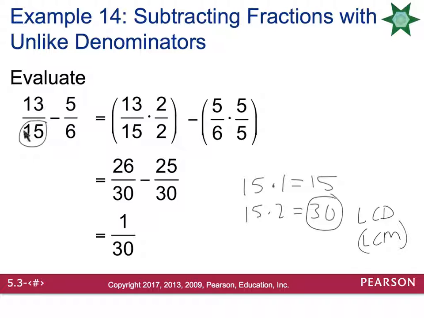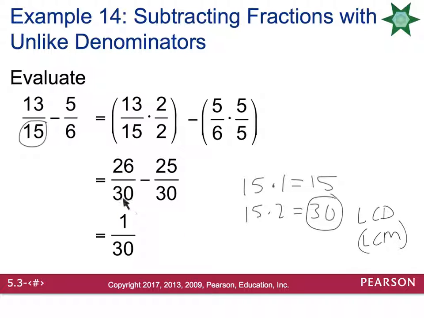To do that for 13/15, we multiply times 2 on the top and the bottom. 15 times 2 is 30, and 13 times 2 is 26. So here's our equivalent fraction for the first one. Then we need to get 30 over here, so we multiply 6 times 5, and also do 5 times 5. 6 times 5 is 30, 5 times 5 is 25. So our equivalent fraction for minus 5/6 is minus 25/30.